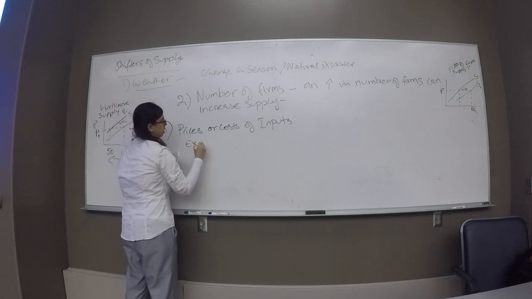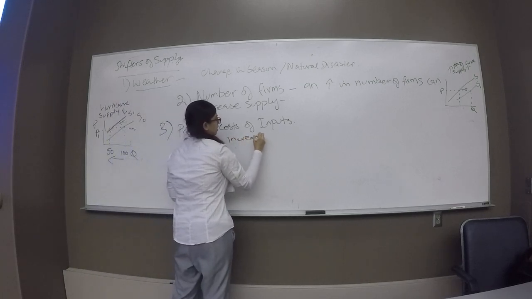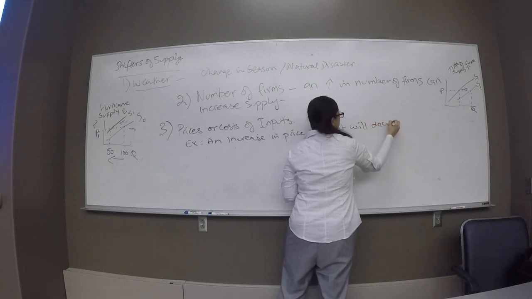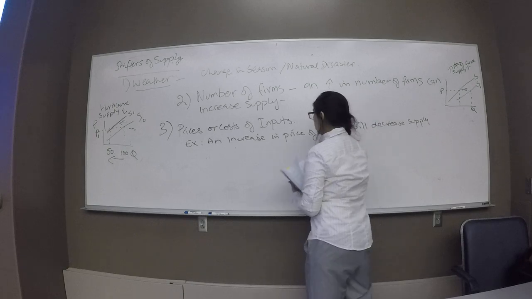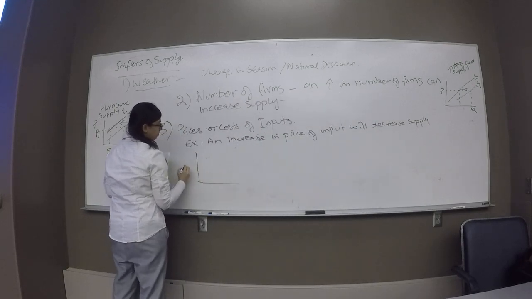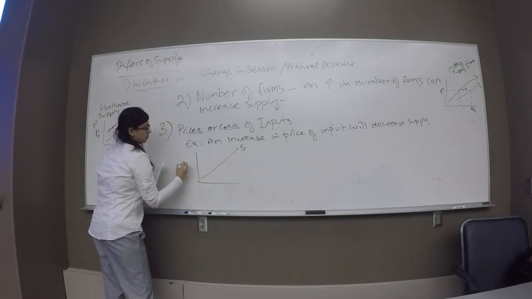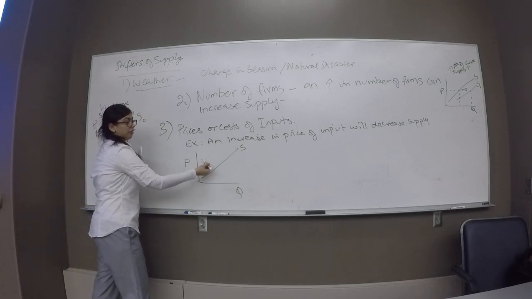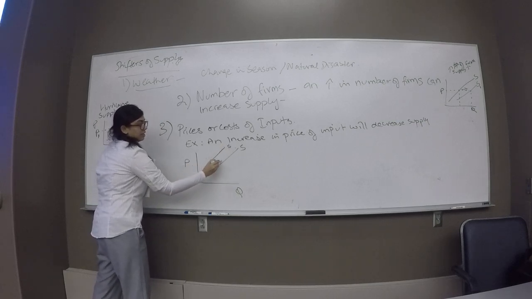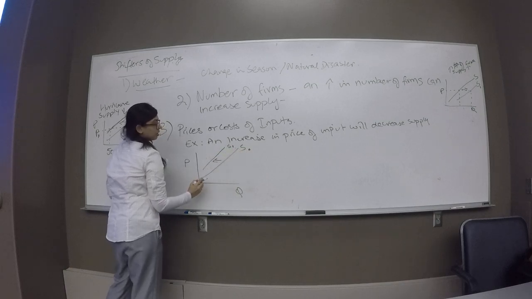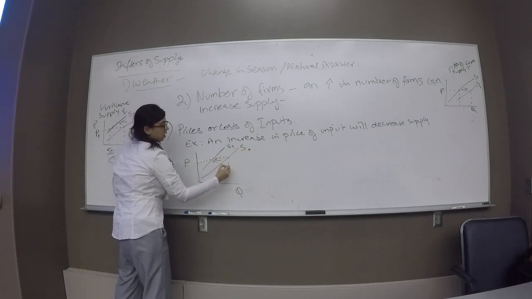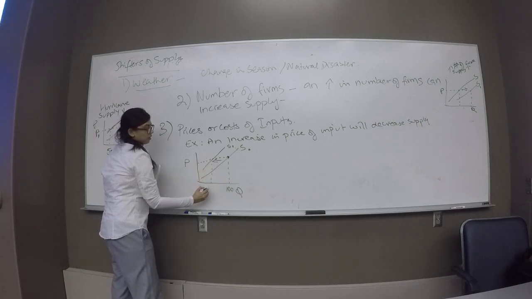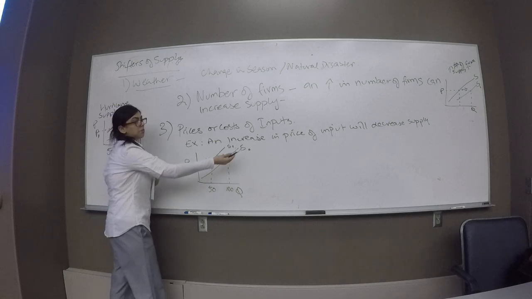So example, an increase in price of input will decrease supply. So what is that going to look like? Well, your regular supply curve, this was your price, your quantity. Supply decreases which way? Up to the left, right? Up like this. It decreases this way. So this was initial supply, this is the new supply. At the same price level, before 100 units were being supplied, now 50 units are being supplied. Why? Because it's more expensive to produce this product now.